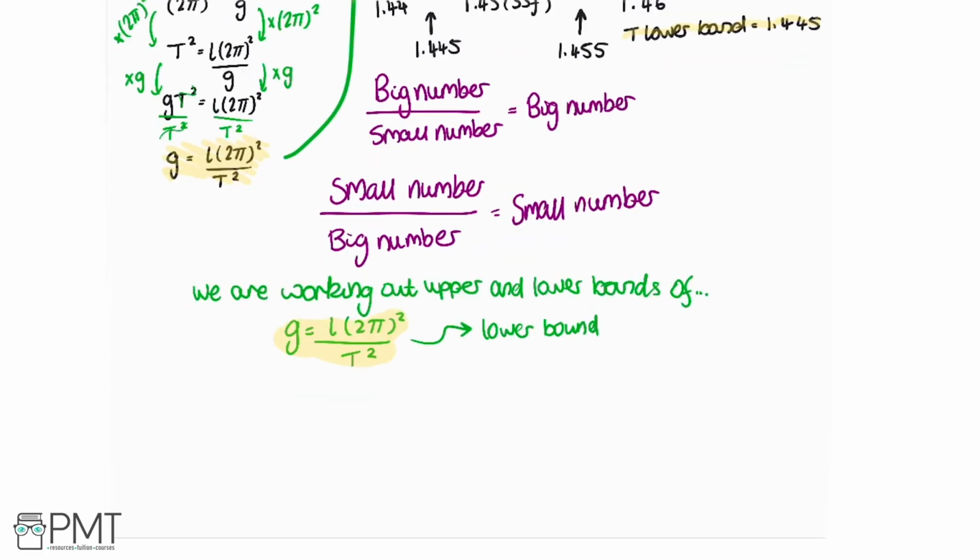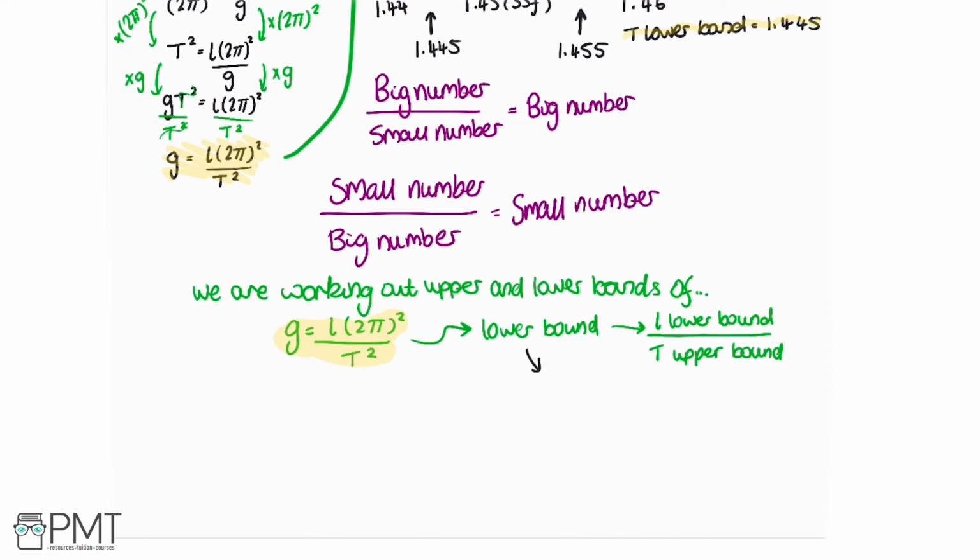For the lower bound, we want a small number. So to get that, we want a small number divided by a big number. We've got L on the top and T on the bottom. So we want the smallest possible value for L on the top. So we're going to use the L lower bound. And we want the largest possible value for T on the bottom. So we're going to use the T upper bound. And we're going to take those values, sub it into our formula here to get the lower bound for G.